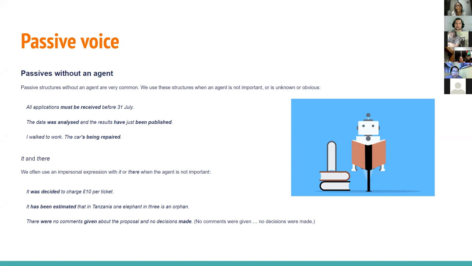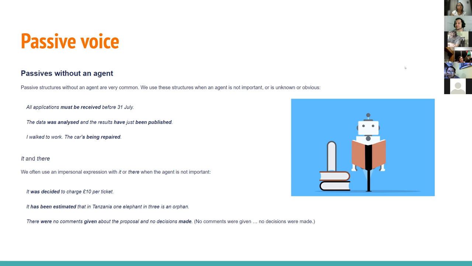It and there, we often use an impersonal expression with it or there when the agent is not important. It was decided to charge 10 euros per ticket. It has been estimated that in Tanzania, one elephant in three is an orphan. And there were no comments given about the proposal and no decisions made. Ahí está en negro la voz pasiva. You can check it there. So that is just extra information, right, for you to have it. Questions about this?